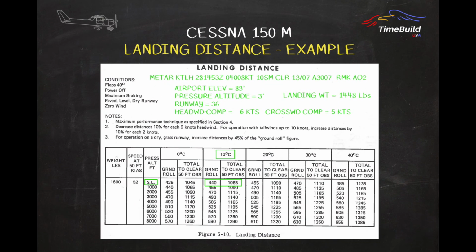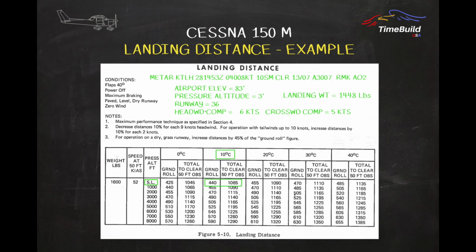Okay, let's return to our cross-country and compute the landing distance for arrival into Tallahassee, which has an airport elevation of 83 feet. You'll notice that the landing distance chart is very similar in design to the takeoff distance chart we reviewed earlier, and used much in the same way. The Tallahassee weather indicates a temperature of 13 degrees Celsius and altimeter setting of 30.07, resulting in a pressure altitude of just 3 feet. The winds are 040 at 8 knots, so we can expect runway 36. This will give us a headwind component of 6 knots and a crosswind component of 5 knots.